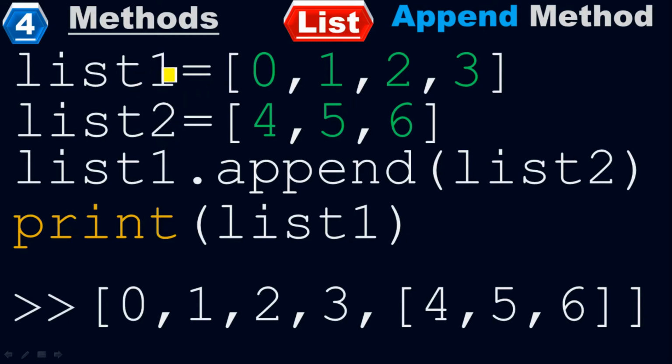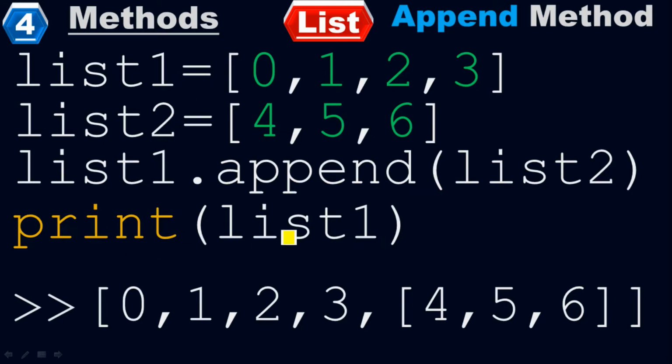For list 1, we have 0, 1, 2, 3. List 1, this variable, this identifier, keeps this information in the memory. This identifier, list 2, the second variable name, keeps the list of 4, 5, 6 elements. Now I want to append list 2 to list 1. So just write list 1 dot append of list 2. It means add list 2 to list 1. Here list 2 is considered a new element for list 1.